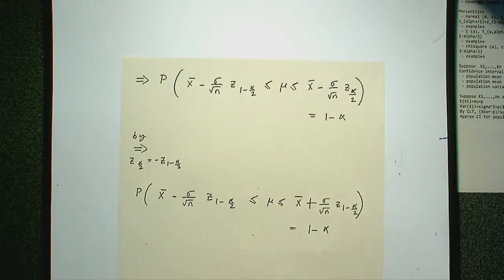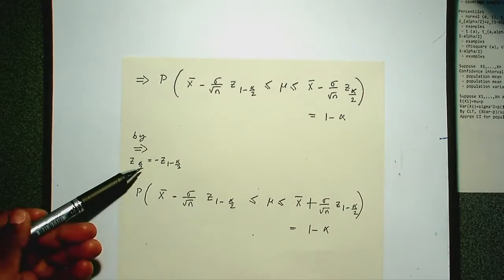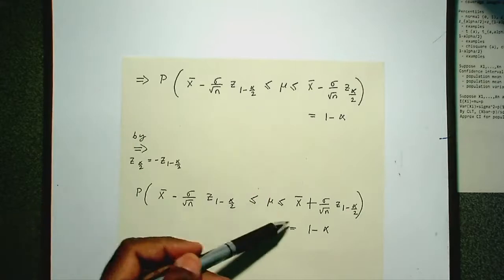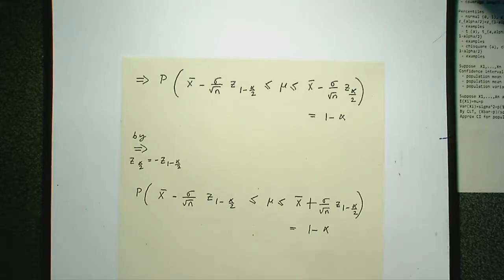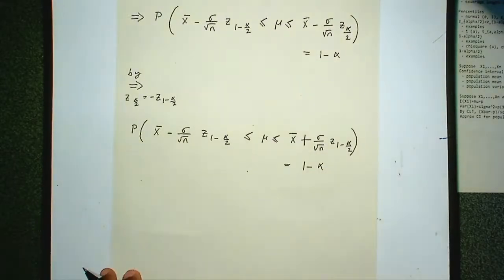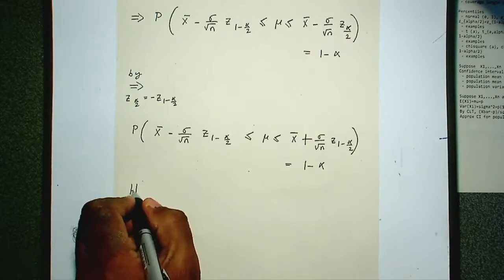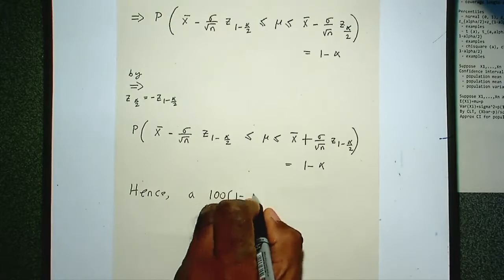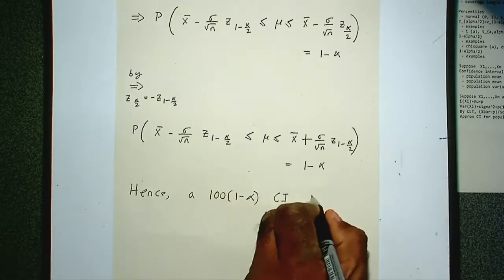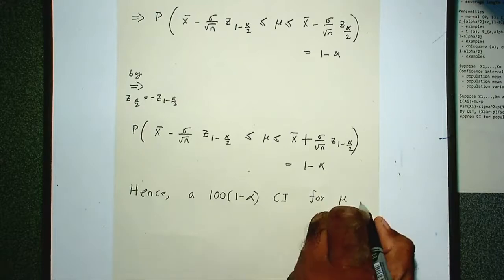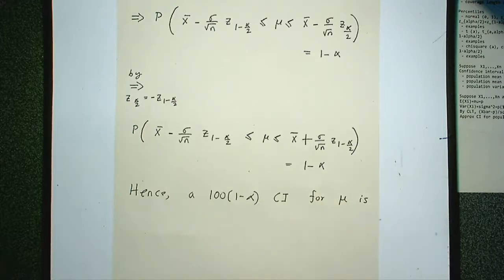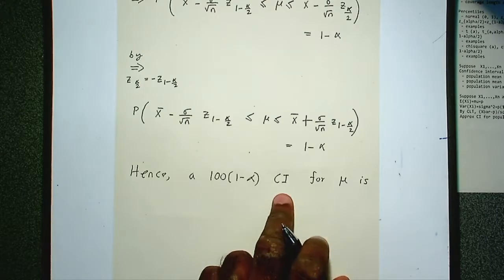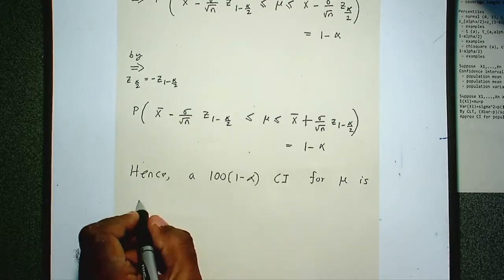Do you see what I've done? I have replaced z alpha by 2 by minus of z 1 minus alpha by 2. So this minus here becomes a plus. So what we have shown so far is the following. Hence, we have shown that the 100 times 1 minus alpha confidence interval for mu is the following.